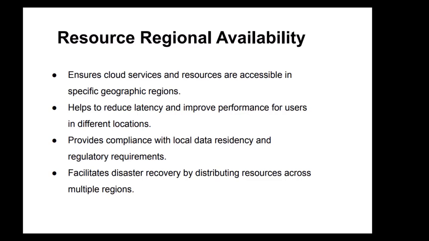Resource regional availability is when a cloud service provider will ensure that there are services and resources that are defined and accessible in specific geographic regions. If you think about the United States, we have many different parts of the country: Northeast, South, West Coast, and in a resource regional availability framework, a cloud service provider will have different resources that will be accessed by different parts of the country. So for example, you may have different data servers that provide cloud storage for areas in New England, and resources that are designated for users in the state of California.